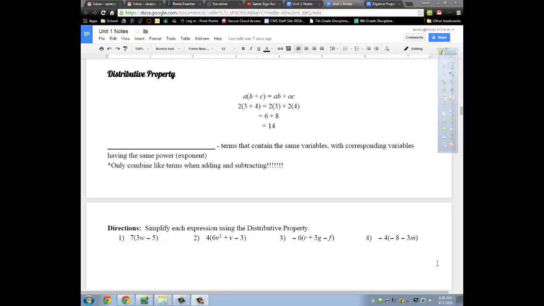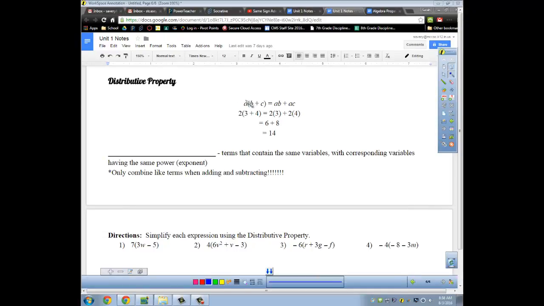Today we're going to be doing stuff with the distributive property, which you should have learned last year, so hopefully it doesn't take too long to remember it. You might remember it now. There is a way that I do it where we do the number on the outside of the parentheses times the number on the inside.